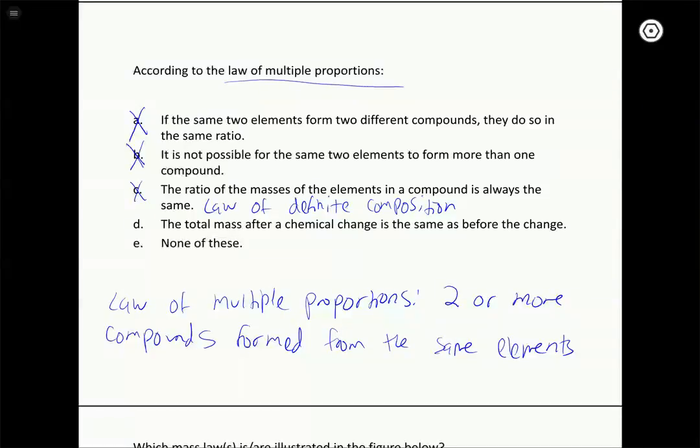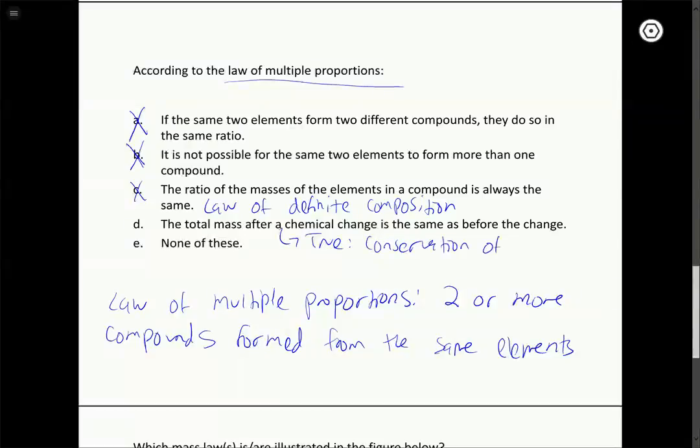And then finally, choice D, the total mass after a chemical change is the same as before the change. This is also true, but it's a different mass law. This is the law of conservation of mass. Alright, so as it turns out, none of these answer choices deal directly with the law of multiple proportions. So the correct answer here would be E, none of these. And I know sometimes it's a little bit disconcerting to put none of these as your answer. You always assume that one of the answers is right, but in this case that wasn't the situation.